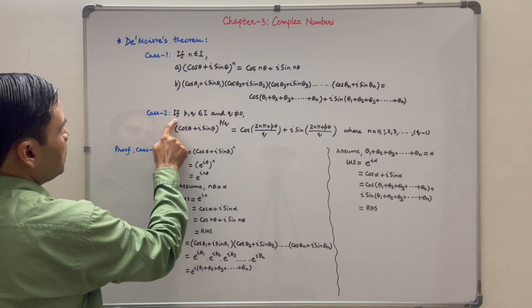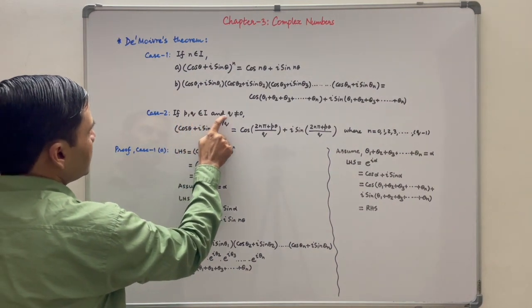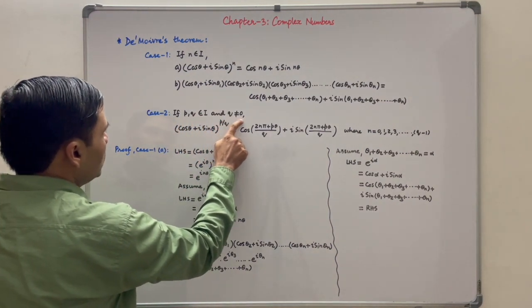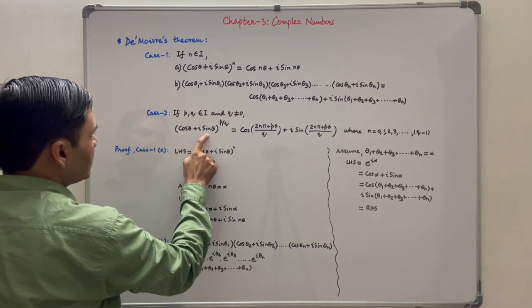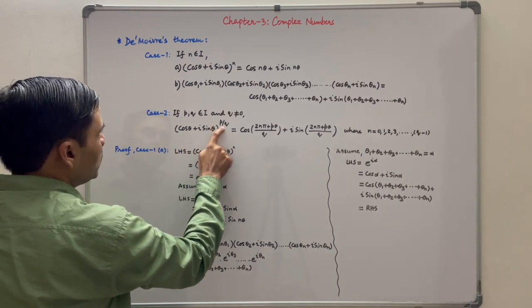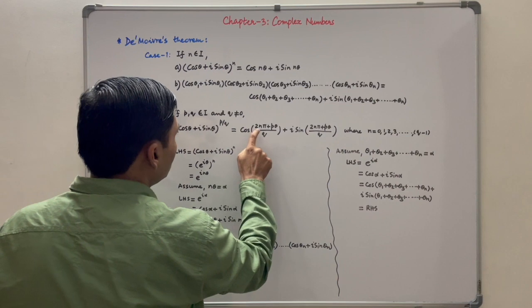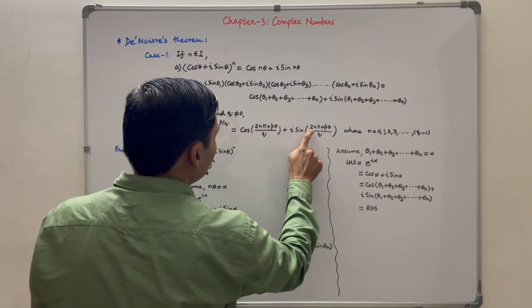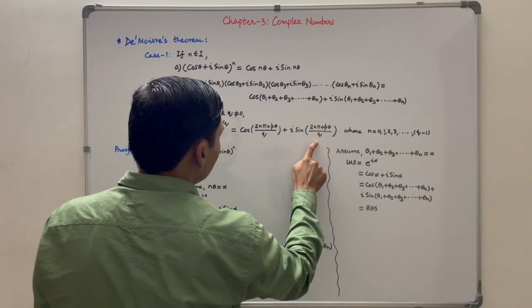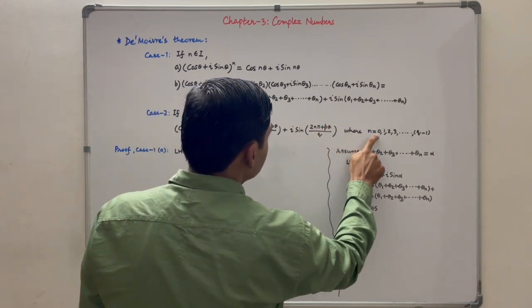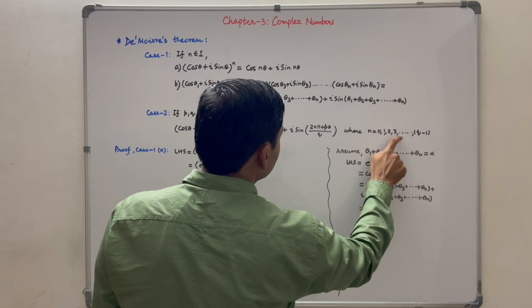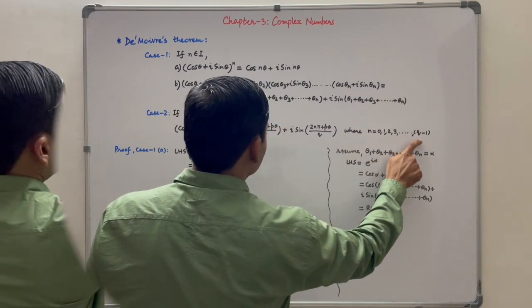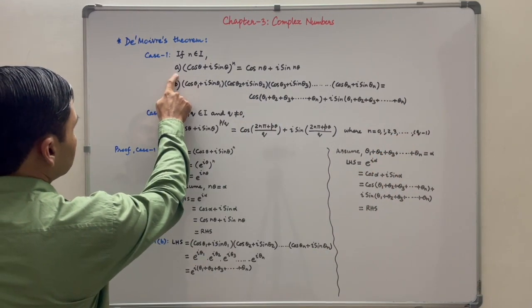Case 2. If p and q are integers and q is not equal to 0, then (cos theta plus i sin theta) to power p by q is equal to cos ((2n pi plus p theta) upon q) plus i sin ((2n pi plus p theta) upon q), where n is equal to 0, 1, 2, 3 and so on up to q minus 1. Let us see proof of this.